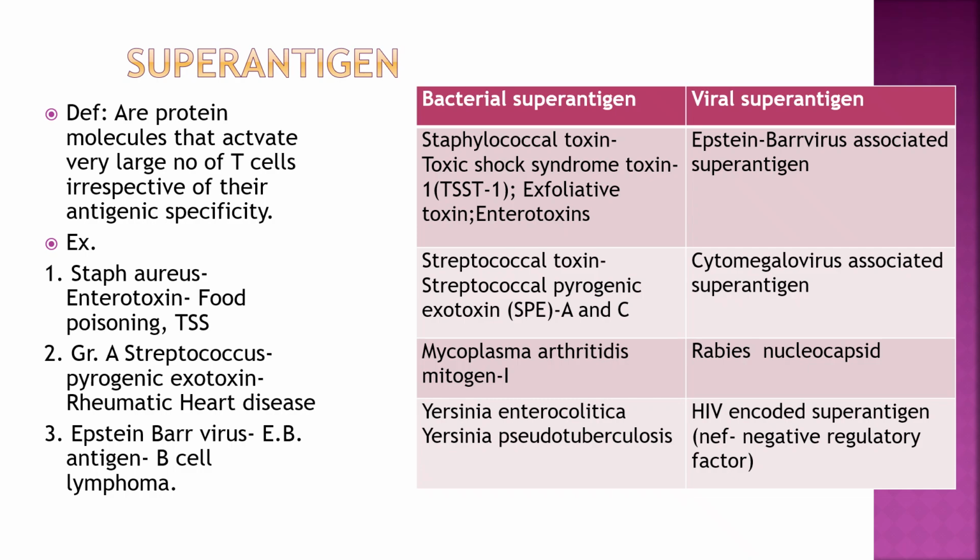Then the second example is group A Streptococcus. In that, pyrogenic exotoxin is a superantigen, and it causes diseases like rheumatic heart disease. Then third is Epstein-Barr virus. In that, Epstein-Barr virus antigen acts as a superantigen, and it causes diseases like B-cell lymphoma.